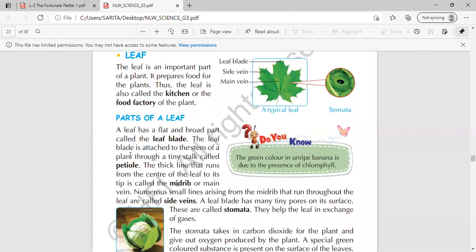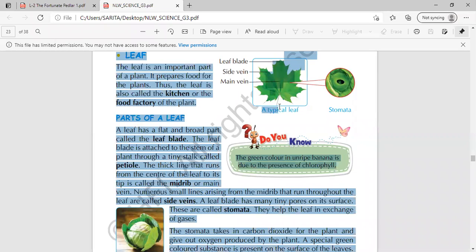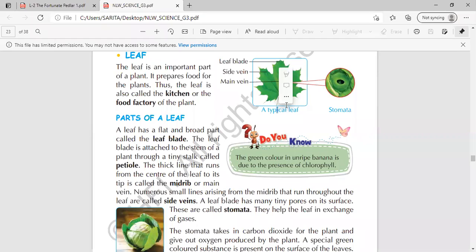The leaf blade is attached to the stem of a plant through a tiny stalk called the petiole. This is the petiole, this small stalk. Here it is attached with the stem. It is joined, it is connected with the stem, and this stalk is called a petiole.